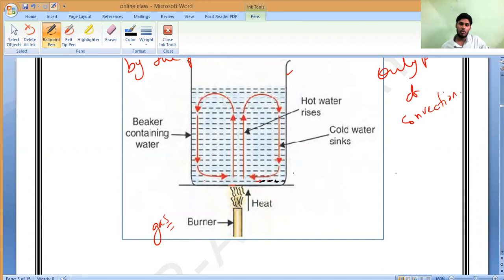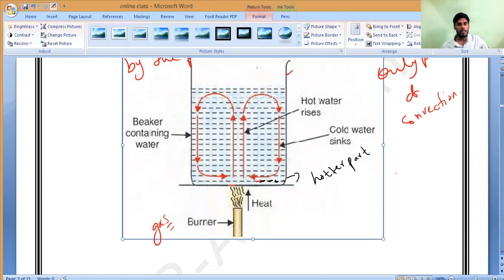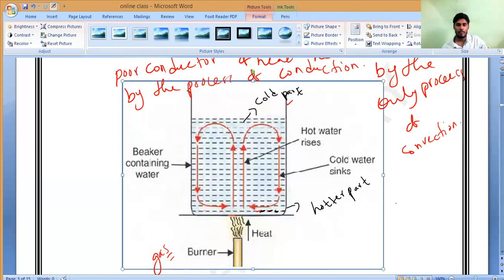So what should we call this? Hotter part. Now, where is the colder part? The top part is called the cold part.